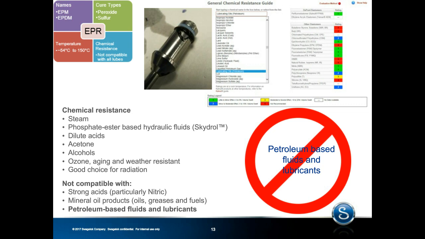So if we look at the places where chemical resistance is favorable, Skydrol or phosphate ester-based hydraulic fluids is one area where I think it's definitely acceptable to overlook the problems with EPR and petroleum-based fluids because of its tremendous chemical resistance to Skydrol. Steam is another one. And then also if you have weathering concerns, ozone, and radiation concerns. So it's not compatible with strong acids, mineral oil products, and petroleum-based fluids and lubricants.